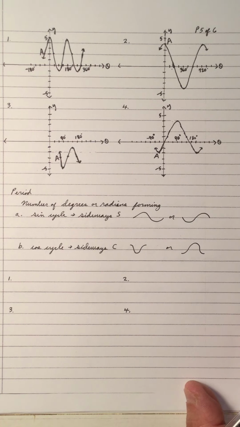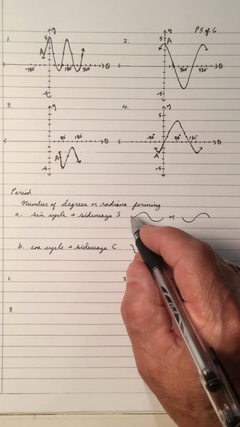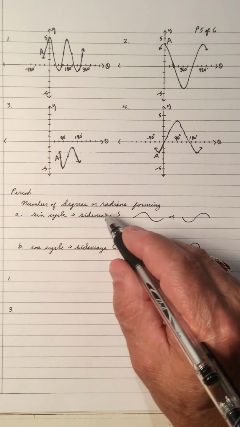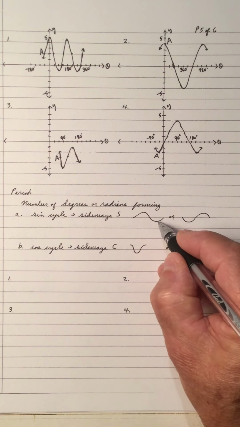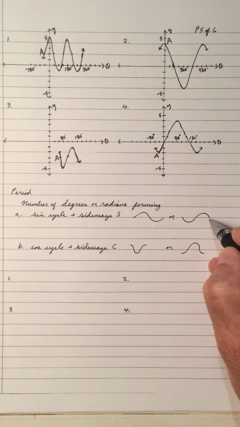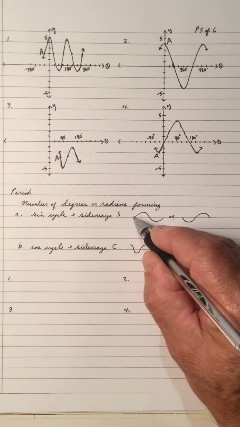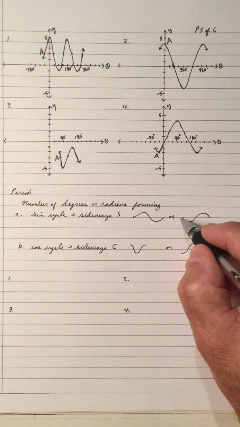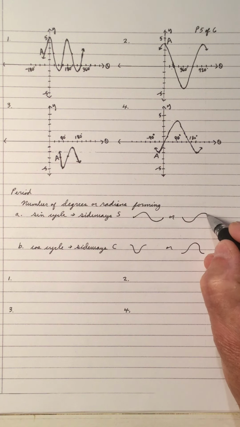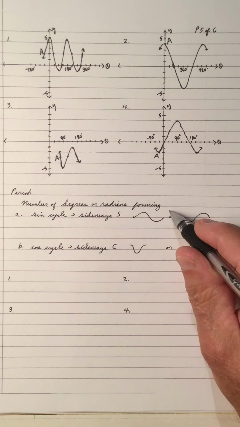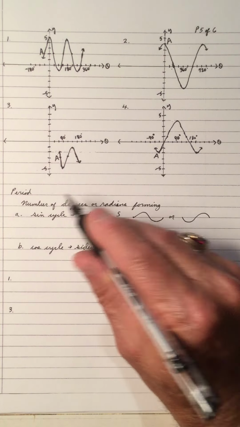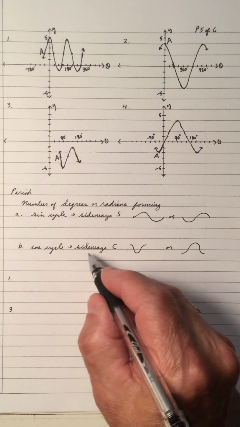And another term to use is period. The period is the number of degrees or radians forming a sideways S. And notice this sine curve, the sideways S, is going up and then down. This one is down, going up. You start and you go up, come down. So you have to finish the sideways S. If you finish the sideways S, then that's the number of degrees that is the period of the sine. The cos is the sideways C.